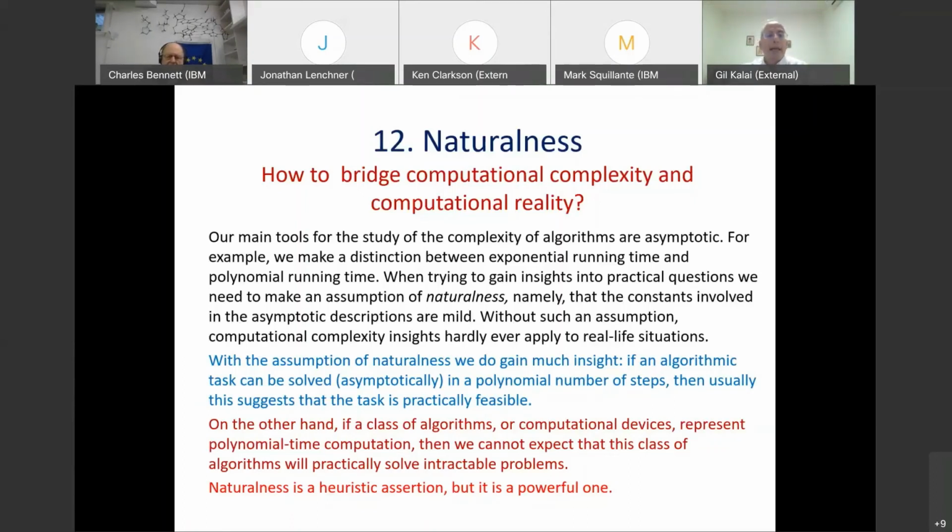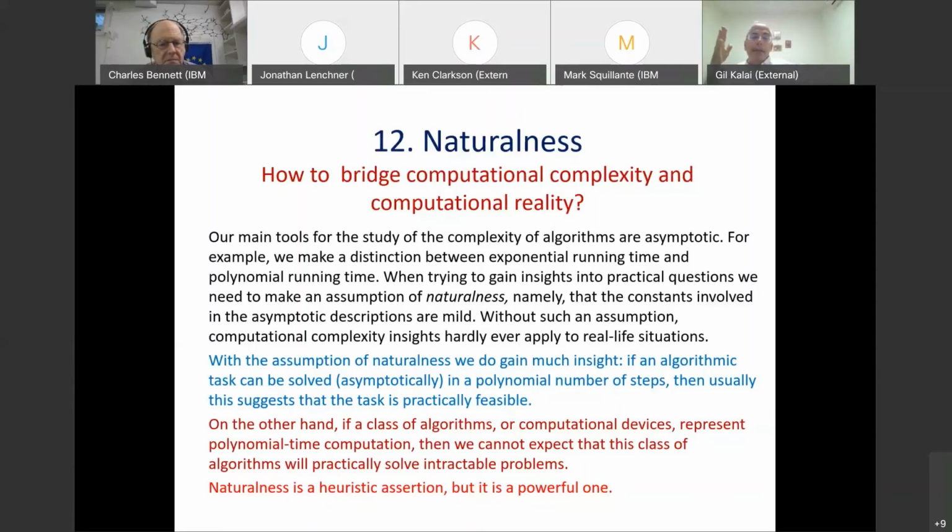If an algorithmic task can be solved asymptotically in a polynomial number of steps, then usually this suggests that the task is practically feasible. This is not always true, but this is almost always true. There are many cases where the practical algorithm is different than the theoretical algorithm. There are cases where the practical algorithm was discovered after the theoretical or vice versa, but this is in general an important insight. And on the other hand, if a class of algorithms or computational devices represents polynomial time computation, then we cannot expect that this class of algorithms will practically solve intractable problems. And this is what we use in our case.